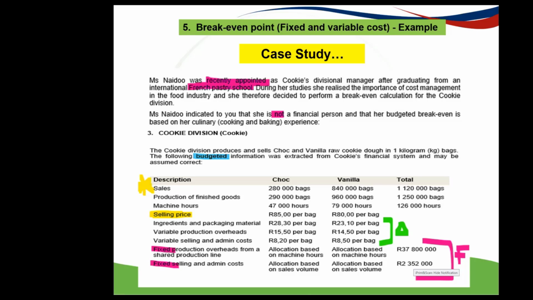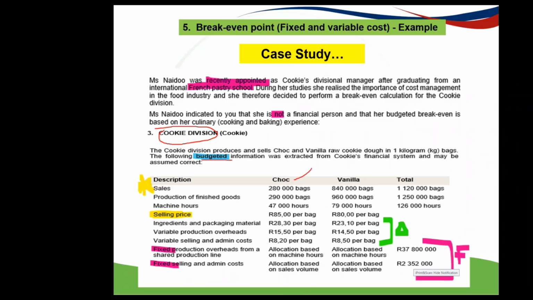But we don't want you to redo it. We want you to know how to redo it in order for you to tell us what has happened incorrectly here. Okay. So this is then the cookie division. Okay. This is the information that they've given us for the budget, and that we can assume this information is correct. So we've got sales, quantity of chocolate and vanilla, and in total.